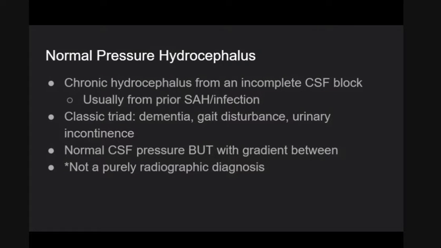Moving on to normal pressure hydrocephalus. This is chronic hydrocephalus from an incomplete CSF block, usually from prior subarachnoid hemorrhage or infection. So the classic triad for this disease is dementia, gait disturbance, and urinary incontinence. Patients could present with normal CSF pressure but with a gradient between the structures. This diagnosis is not purely a radiographic diagnosis. We need the clinical information to be able to come up with this diagnosis.